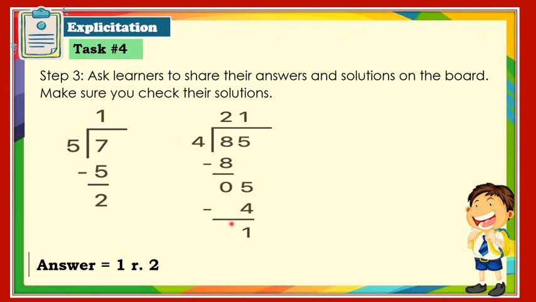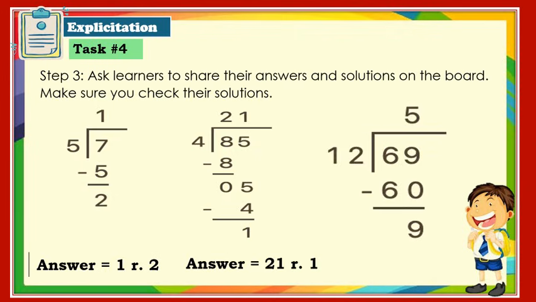What about number 3? We have 69 divided by 12. Again, 6 cannot be divided by 12, so we move another digit and that becomes 69. So how many 12s are there in 69? We have 5. 5 times 12, we have 60. Okay, and then subtract. 69 minus 60, we have 9. Again, our answer is not exact since we have a remainder of 9. So the answer is 5, remainder 9.